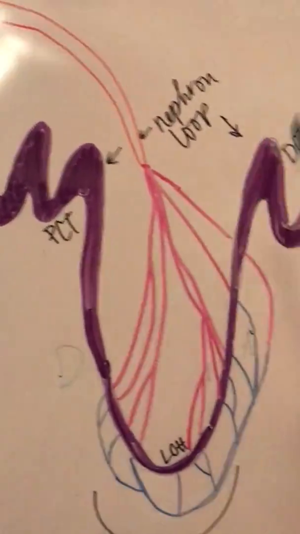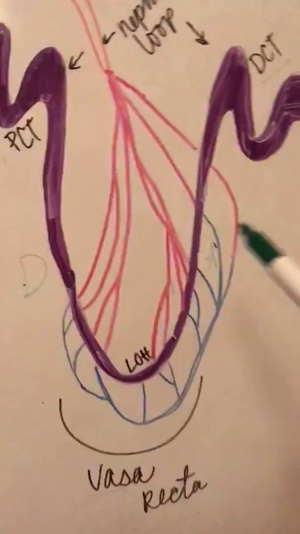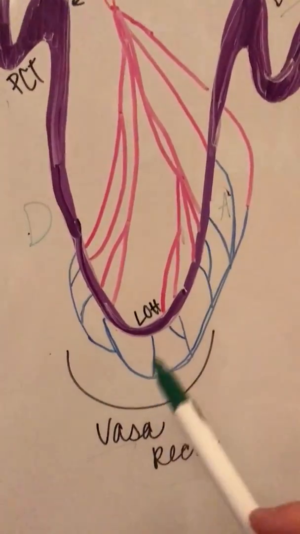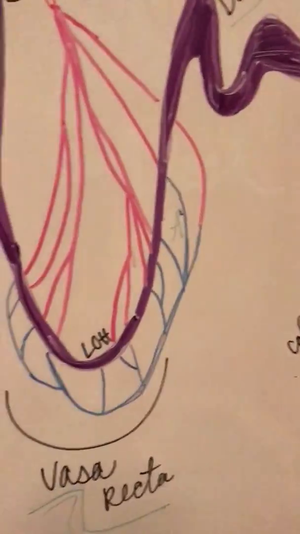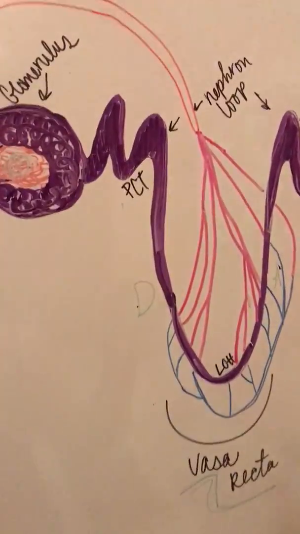These are the nephron loops, and then the blood vessels that surround the loop of Henle is called the vasa recta. And in here you can find the particular capillaries.